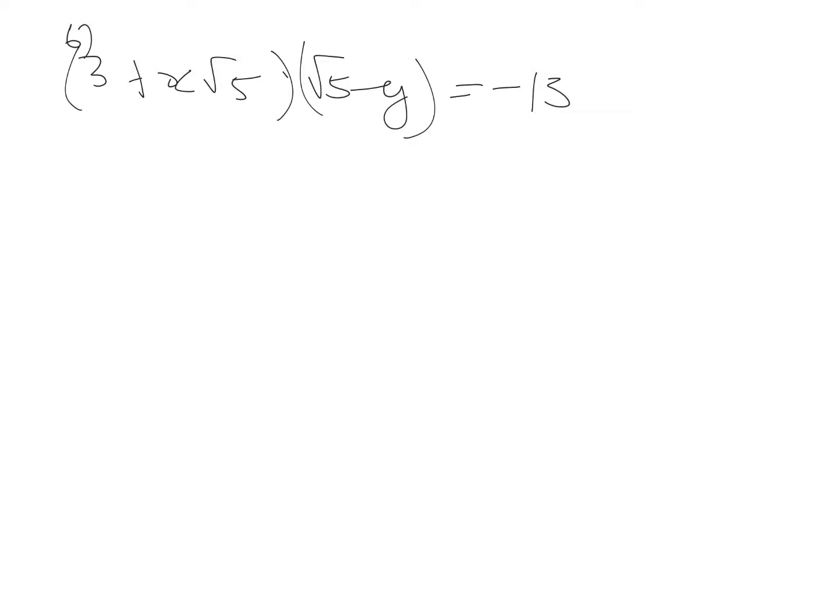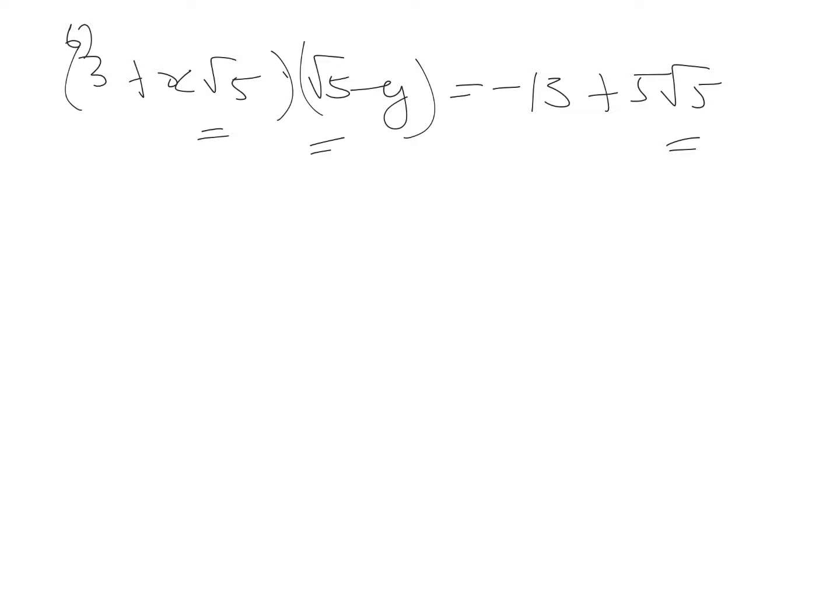We have 3 plus x root 5 times root 5 minus y is equal to negative 13 plus 5 root 5. Now notice how we have the root 5 on the right in the first expression, but we have it on the left in the next expression. We have it on the right again.